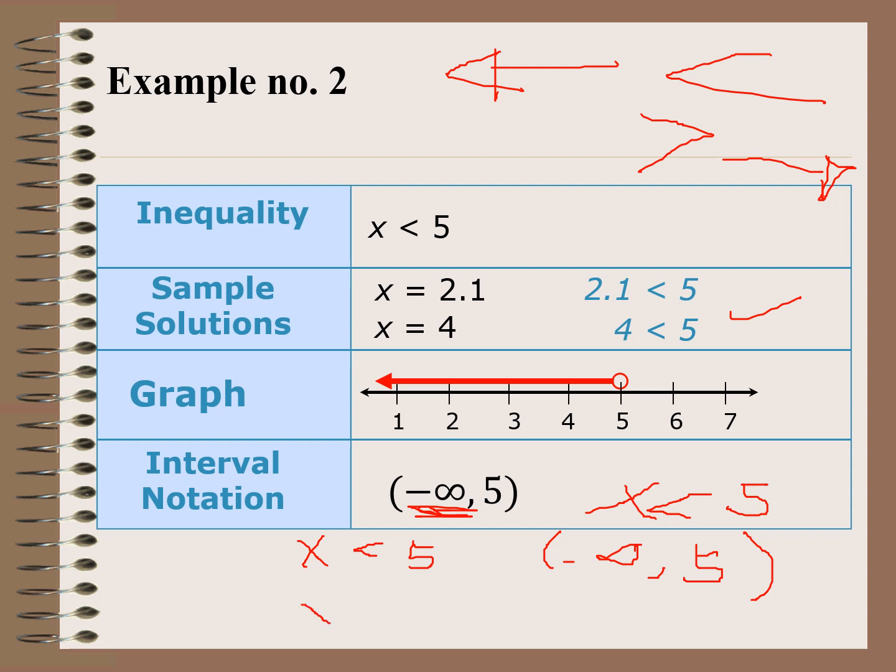What if the given is x is greater than 5? Since it's greater than, and we're going to write in interval notation, what would be the possible minimum? It would be 5. But you write an open parenthesis because 5 is not included. And then comma. What would be the maximum? It would be positive infinity, because of the words is greater than.